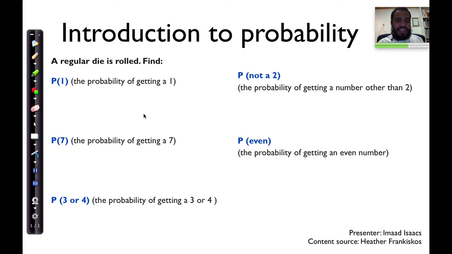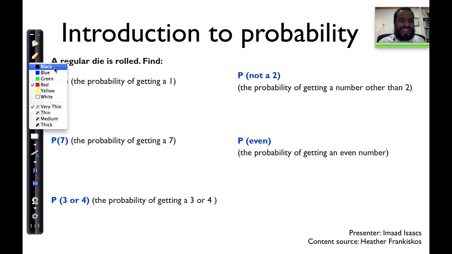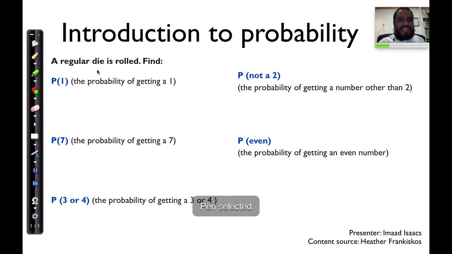So to get you going, let's look at a few basic probability questions. We're going to be focusing on what we call a regular die. Now, as you know, die is the singular for what we know as dice.